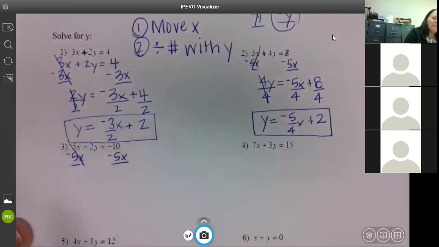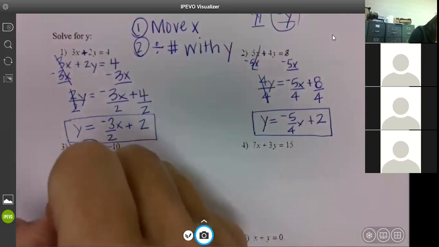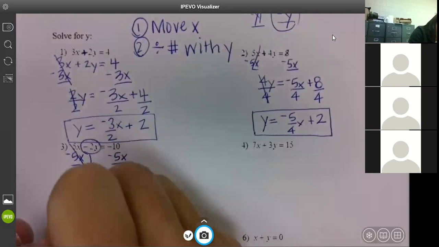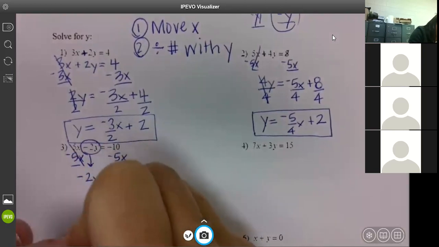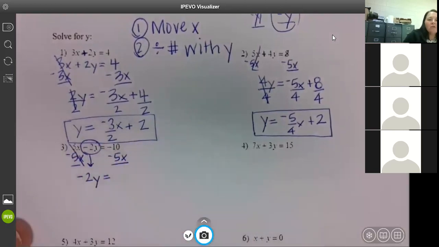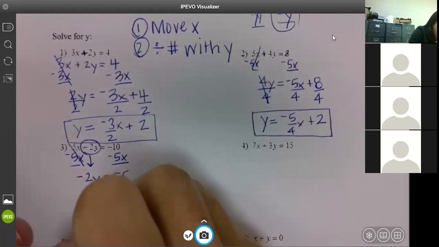So now what am I bringing down? The negative 2y. Make sure you bring all of it down, guys. Some of you will forget that negative. Make sure you bring it down. How do I write the right side? How do I write the next part? Negative 5x minus 10. Perfect.